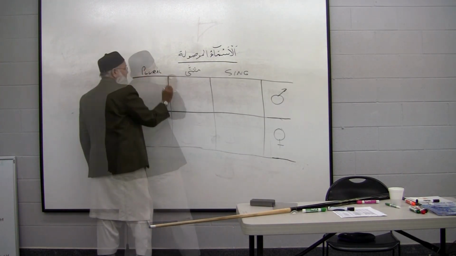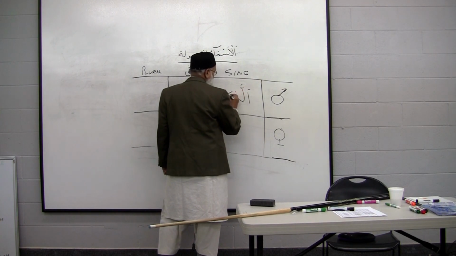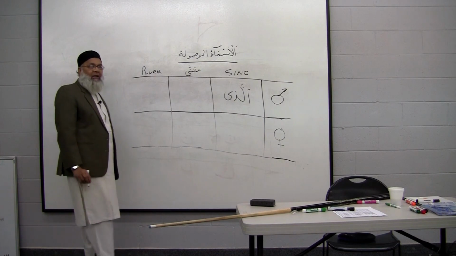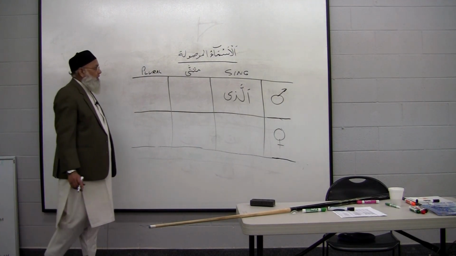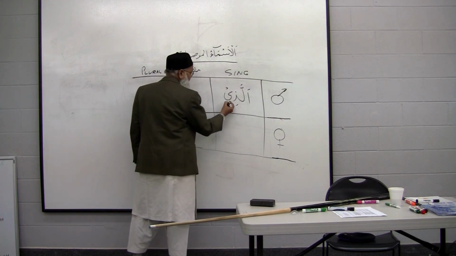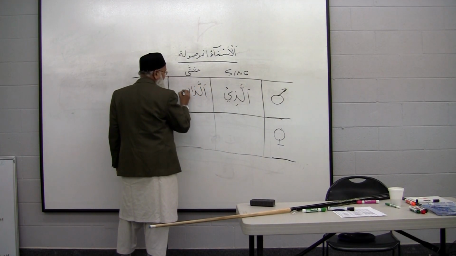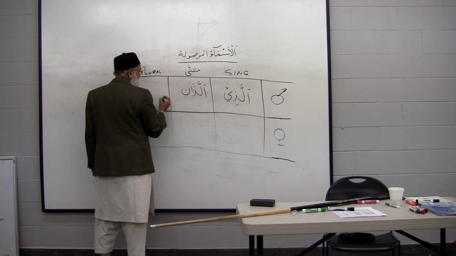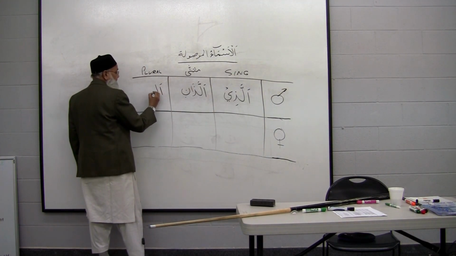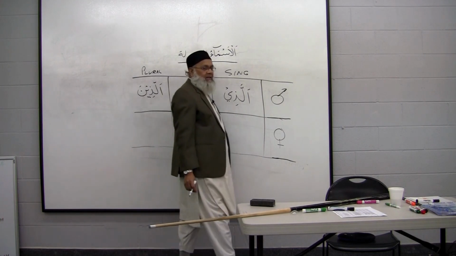Again, we have a complete chart. Alladhi. Singular masculine is alladhi. Ya ayyuhalladhi nuzzila alayhi dhikru, innaka lamajnun. Alladhani, the muthanna: alladhani in rafa form and alladhayni in nasab and jar form. Alladhina is the plural. Ya ayyuhalladhina amanu. Alladhi, alladhani, alladhina.